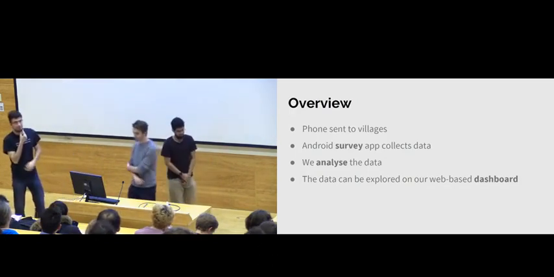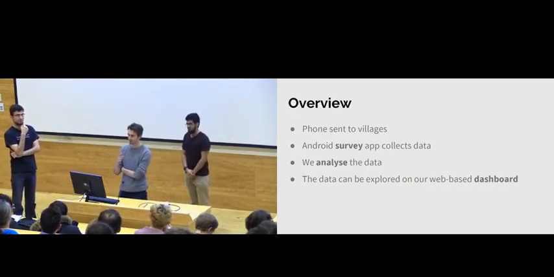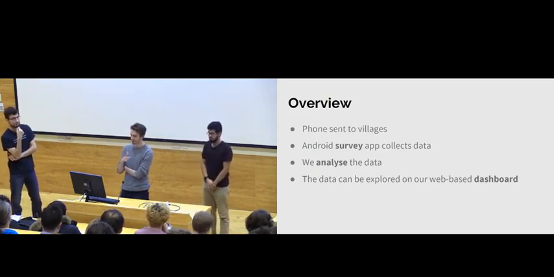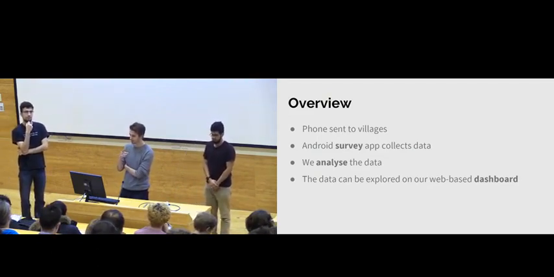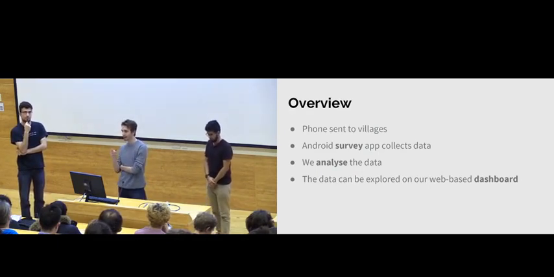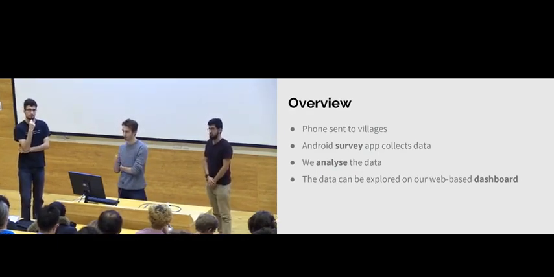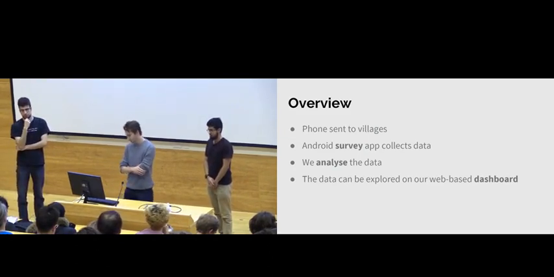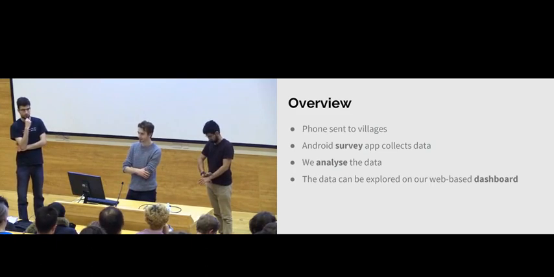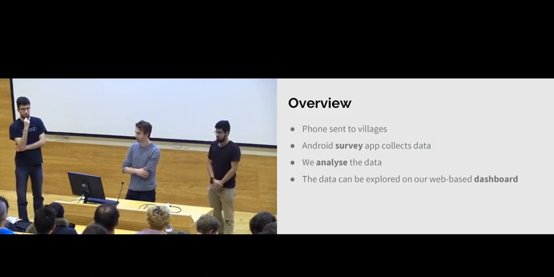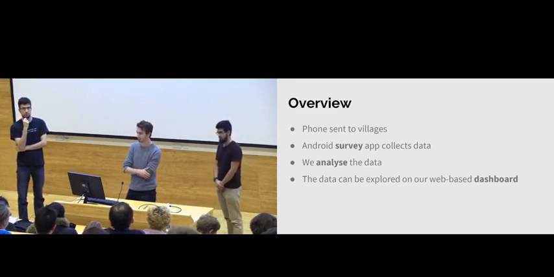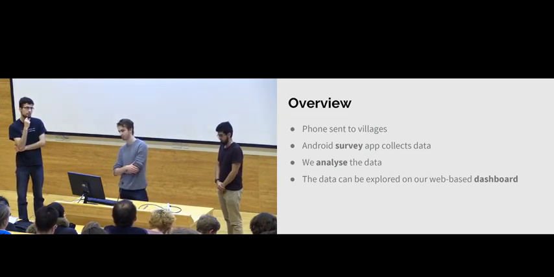Okay, so the basic idea is we ship phones out to villages that we think have a chance of developing the disease. And then in each village, there'll be a representative who will use the app which we have loaded onto the phone in order to collect relevant information from the locals. Then we will collect and analyze this data to provide feedback about who is most likely to have this disease, and support teams in the area can use this information from our web-based dashboard.